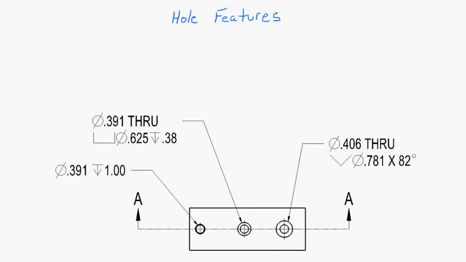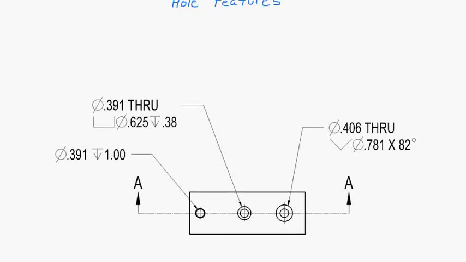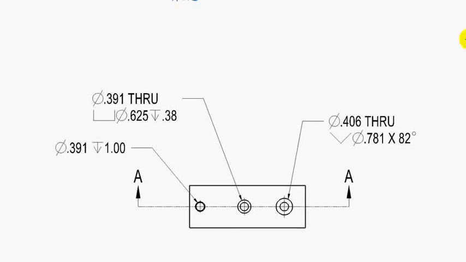Now, the first thing you're going to see here is that there are some symbols, and these symbols represent what is common practice today. We will discuss at the end of this video the callouts that you might see on drawings that are older. So we're going to look at one hole at a time. We're going to start with the simplest one, and we are going to start with this one right here.